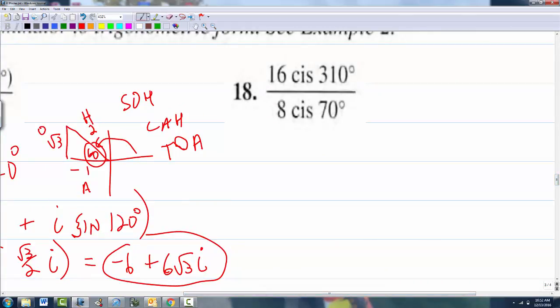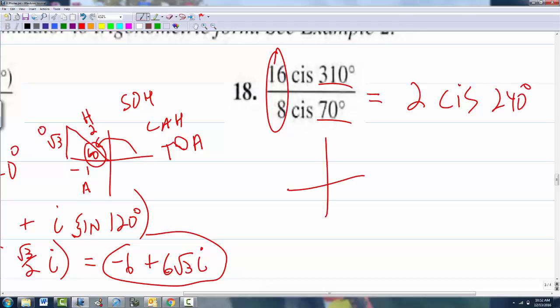What do I do with the 16 and the 8? What do I do with the 310 and the 70? Subtract. And then now we're getting more Chapter 3 review. Except I don't know how to subtract 310 minus 70. Is it 240? What's 240? What quadrant? 3. What's the reference angle? If you can't figure that out, you can't do 180 plus 60. That's all we're doing. This is 180, and then it's 60 more.